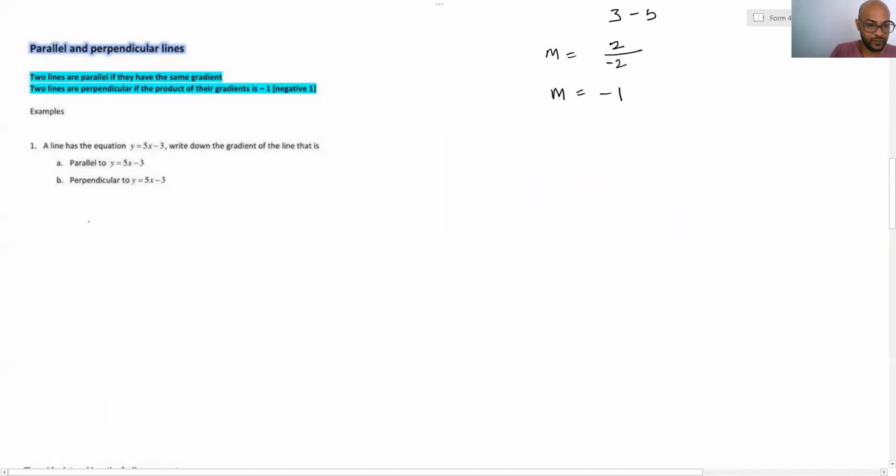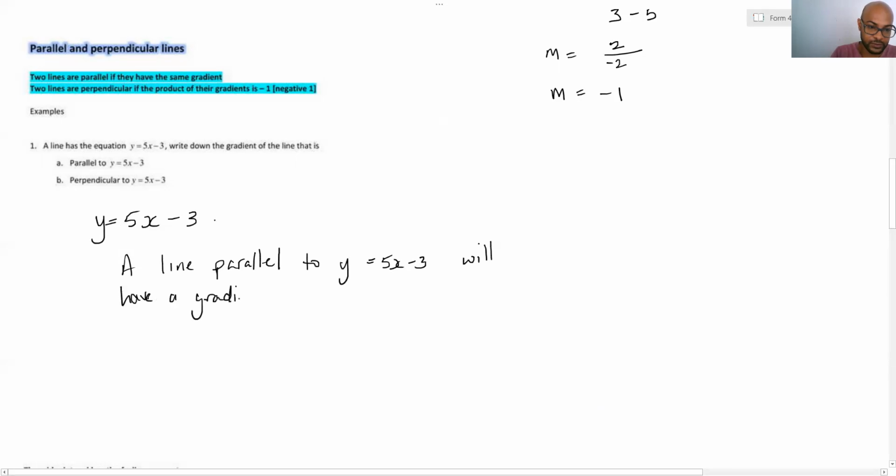So I had two examples here, apart from the ones that I just gave. So we have a line y is equal to 5x minus 3. And they want us to write down the gradient of the line that is parallel to this. So a line parallel to y is equal to 5x minus 3 will have a gradient of 5. It'll be the same because the rule says that parallel lines have the same gradients.